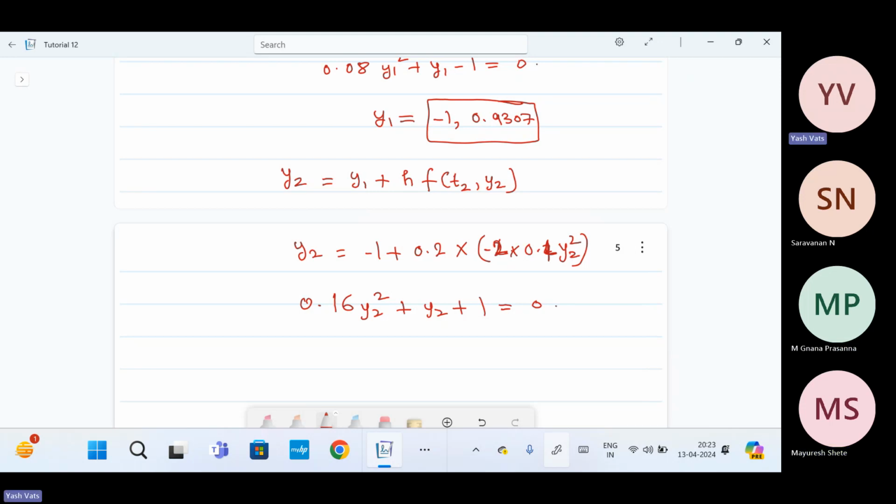Yes, what is the answer for that? 1 and -1.2. Is it in the option? -1 minus, no sir. No?